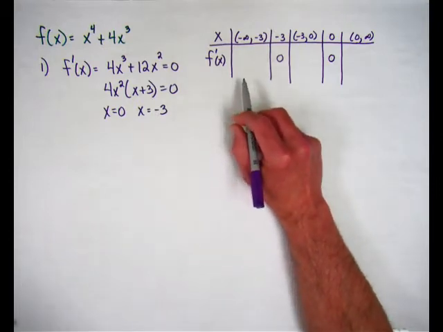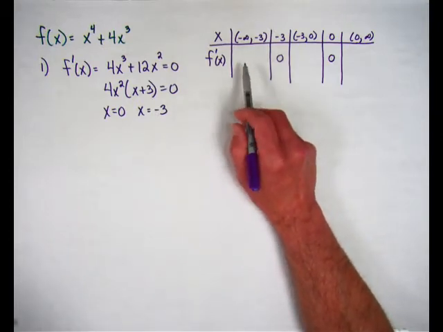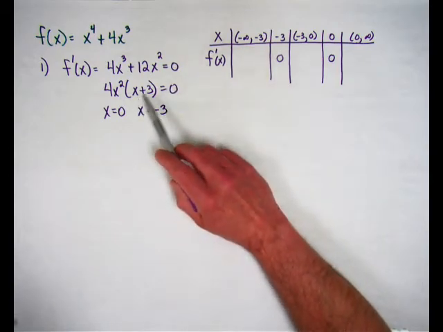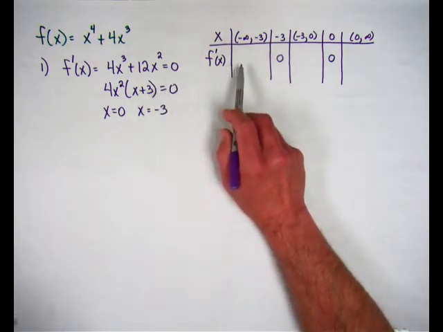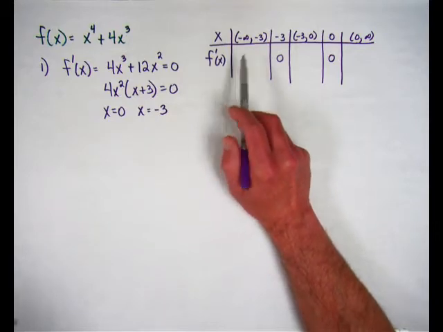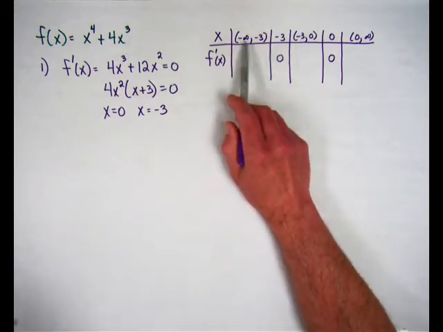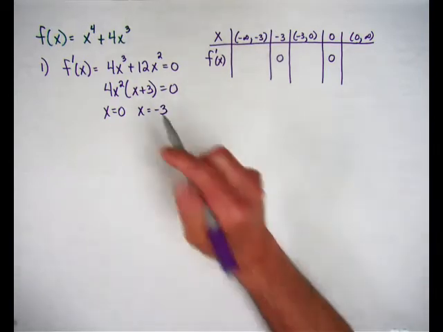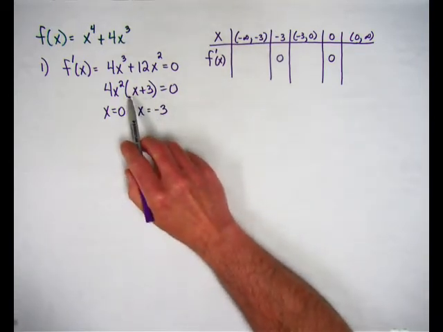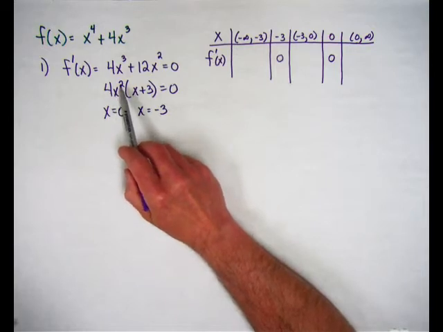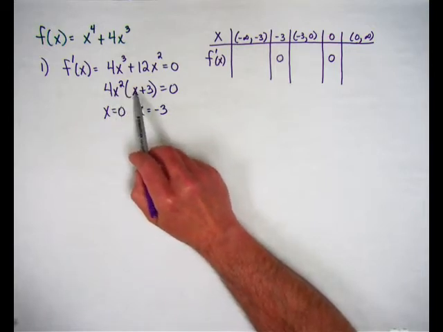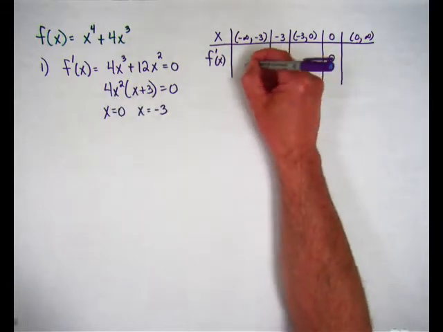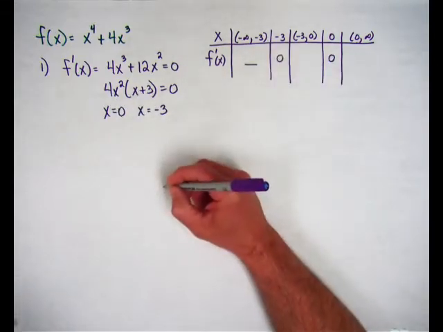Now what we do is called the sign analysis. And if you recall, the way to do this, especially if you have your derivative in its factored form, is simply analyzing the signs. You're not using a calculator. So if I was to pick something in the interval negative infinity to negative 3, for example negative 4, if I put negative 4 into my first derivative, 4x squared will always be positive. Negative 4 plus 3 is negative. So I get a negative times a positive, so my first derivative is negative.